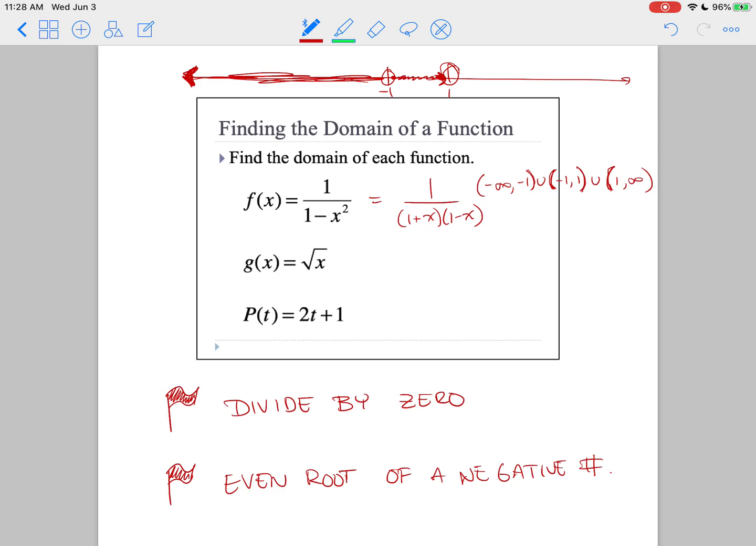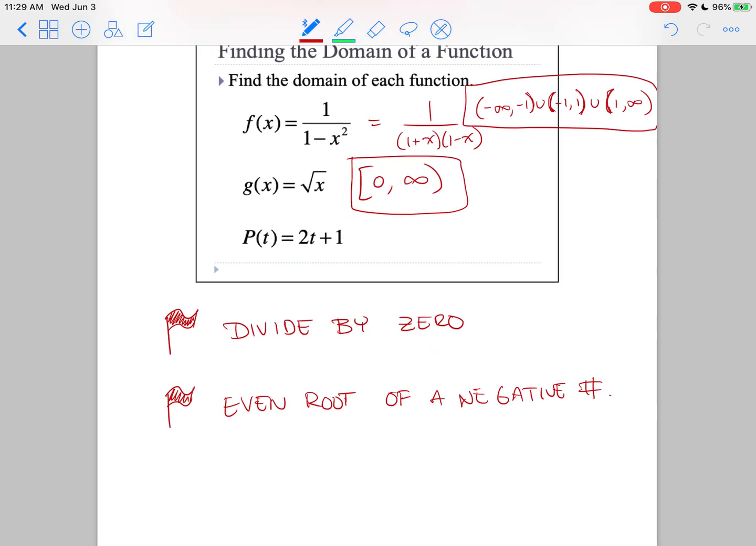So now looking at g of x, I have a square root. Now I can't put any negative number in here, but I can put 0 in here. The square root of 0 is 0. And so I can include 0, and I can put any positive number all the way up into infinity, but I can't put anything less than 0 into this equation. So this is my domain, from 0 to infinity.